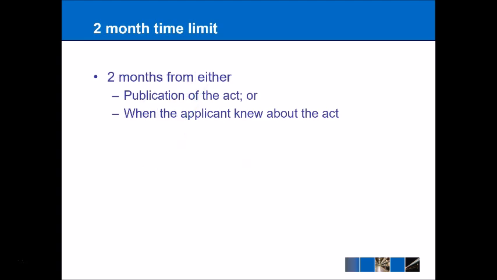Second point is quite similar as well and quite easy to get used to. So we have a 2-month time limit, and this 2 months runs from either the publication of the act in the official journal, which is kind of like the official log of all legislation passed in the EU, or 2 months from when the applicant knew about the act. So if the applicant didn't find out about it straight away, then they have 2 months from when they did actually find out about the particular legislative act.